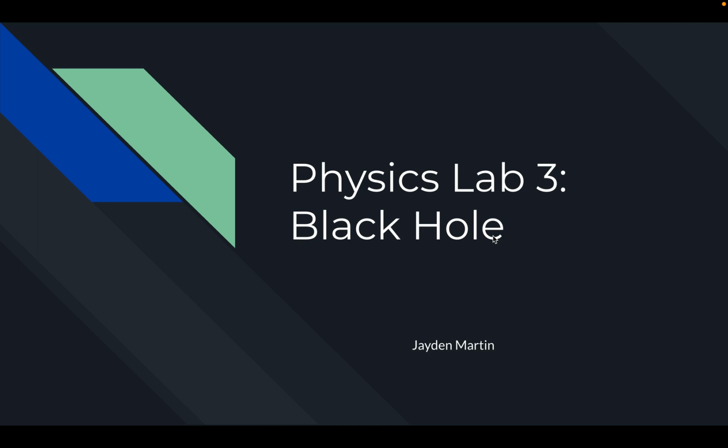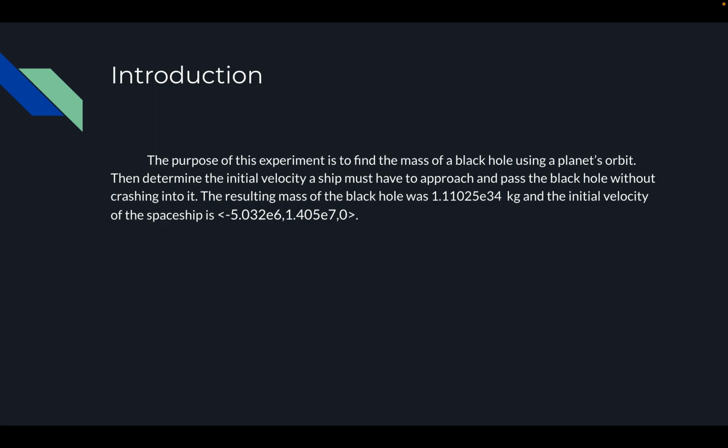Martin, and this is my physics lab 3, the black hole. The purpose of this experiment is to find the mass of a black hole using a planet's orbit and then determine the initial velocity a ship must have to approach and pass the black hole without crashing into it.